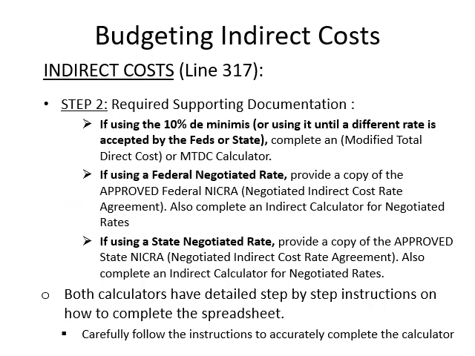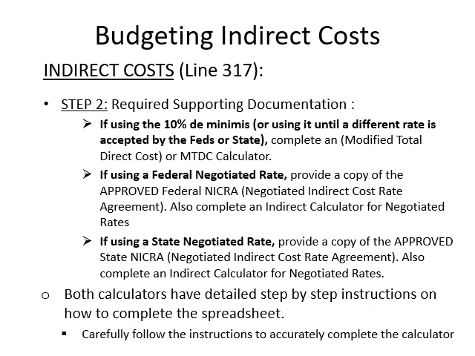Step 2 is the required supporting documentation. Again, if you're using the 10% de minimis, or if you're using it temporarily until your negotiated rate is approved, you need to complete the modified total direct cost, or the MTDC calculator. If you're using the federal negotiated rate, you need to provide a copy of the approved federal NICRA. Also complete an indirect calculator for negotiated rates. If you're using a state negotiated rate, you would provide a copy of the approved state NICRA. Again, you would complete an indirect cost calculator for negotiated rates.